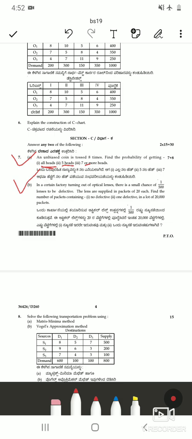The next question from section C, the 7th question, is, in a certain factory turning out optical lenses, there is a small chance of 1 by 500 lenses being defective. The lenses are supplied in packets of 20 each. Find the number of packets containing no defective and one defective lens in a lot of 20,000 packets.